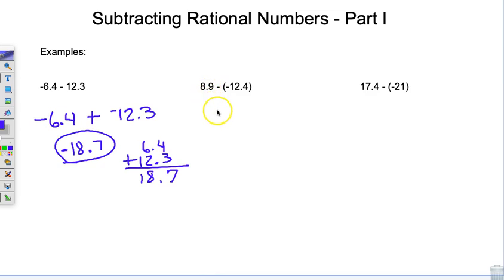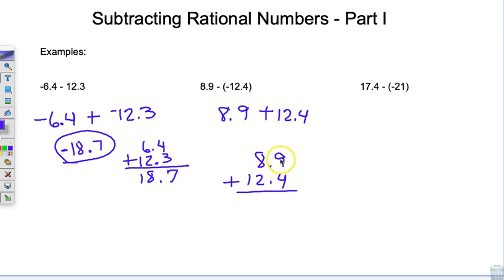We are almost finished. So once again, we're going to keep that 8.9, the first number. We're going to change that to an addition sign, and the negative 12.4 becomes a positive 12.4. So remember, it's always keep, change, change. I can line them up since I'm just adding. It does not matter which one would go on top here. 9 plus 4 is 13. Carry that. 10 and 11. I get 21.3. Since the numbers were both positive, it does stay positive again.